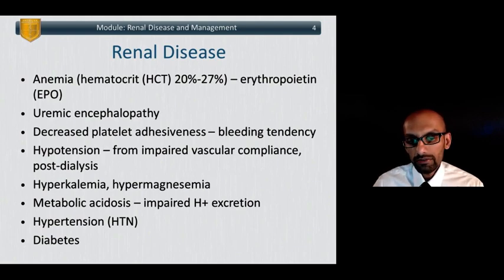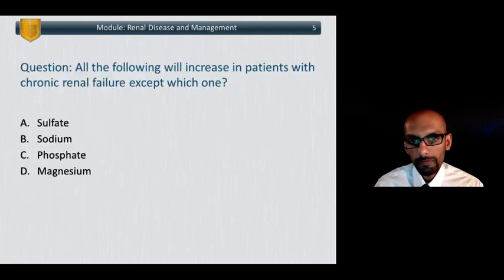And renal disease is often coexistent with essential hypertension and arterial wall stiffening, and oftentimes with diabetes as well. So all the following will increase in patients with chronic renal failure, except which one? A, sulfate, B, sodium, C, phosphate, and D, magnesium.